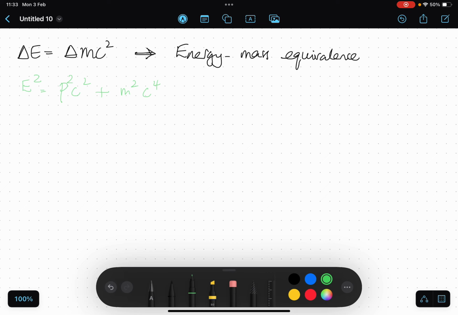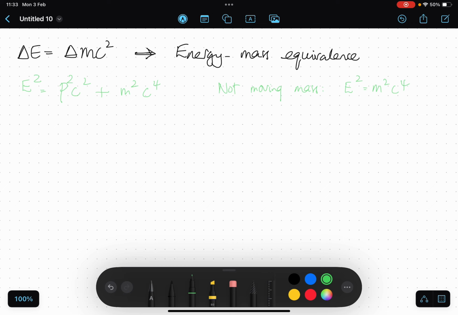So where you've got particles which are not moving, we might call that rest mass. Particles that are not moving have no momentum. So that first term disappears, and so we're left with E squared is m squared c to the 4. Now we square root it and we get E equals mc squared.